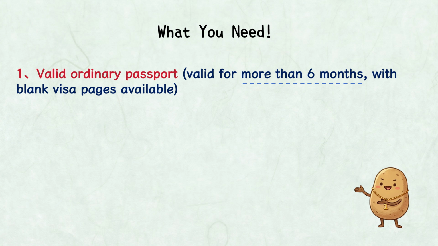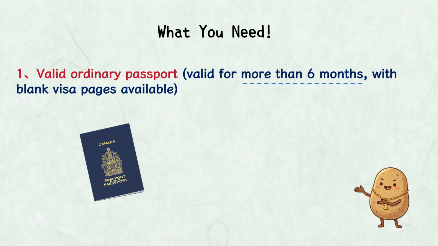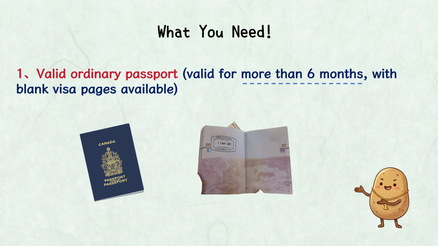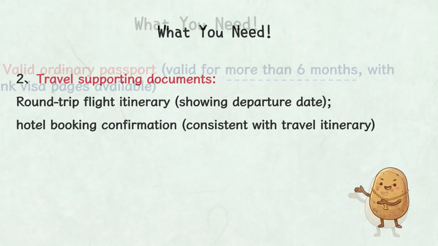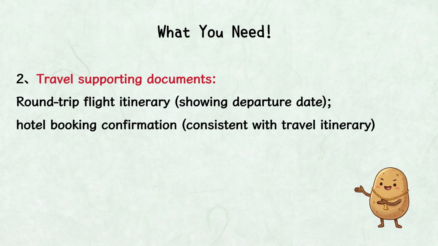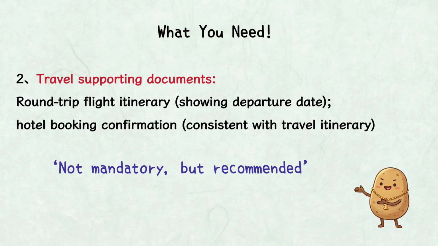If you are from a visa-free country, you only need 3 documents to enter China. 1. A valid ordinary passport with more than 6 months remaining validity and blank visa pages. 2. Travel supporting documents, flight tickets, hotel booking confirmations. This is not mandatory, but bring them just in case immigration officers ask questions. It will definitely speed up your entry.